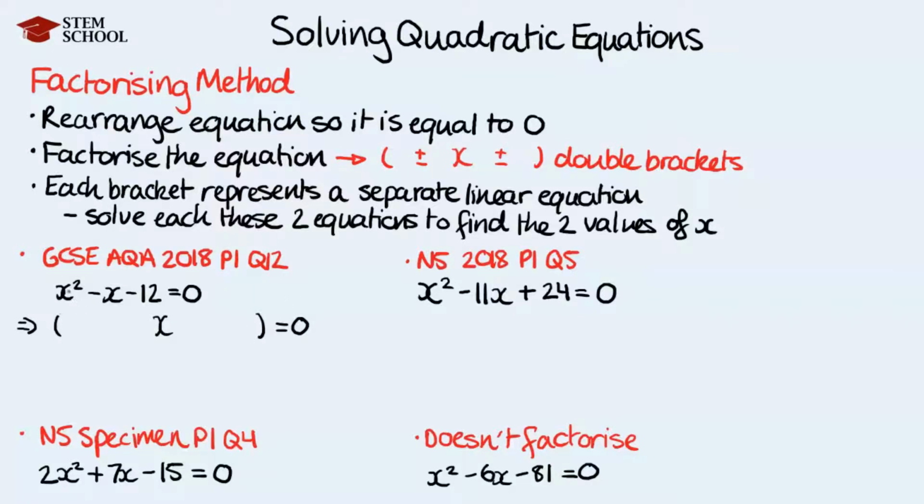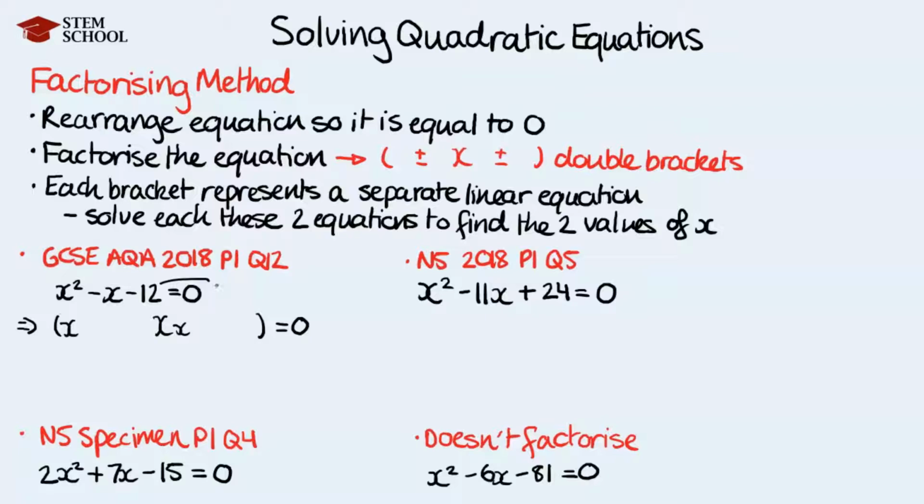So look at the first term, we have an x squared, so it's nice and easy. We can just put x at the start of the brackets because x times x is equal to x squared. We don't have a number in front of it, which would be a bit harder. So the next step is to look at the number on the end there. We have minus 12. What pair of numbers multiply each other to make 12?